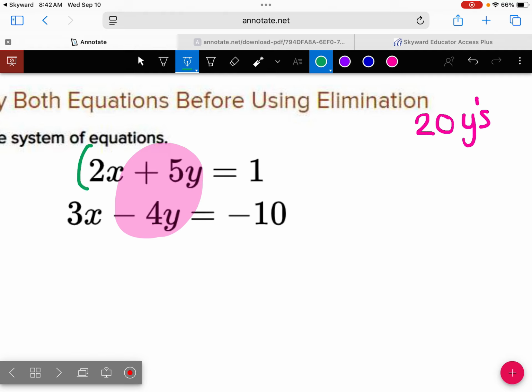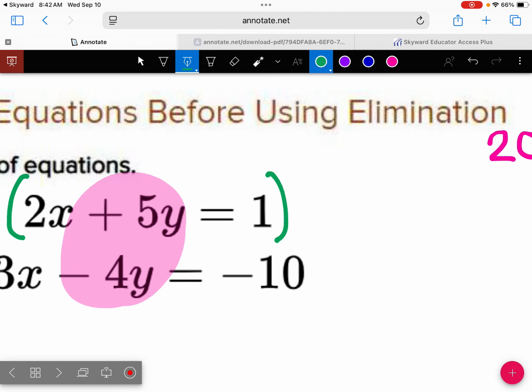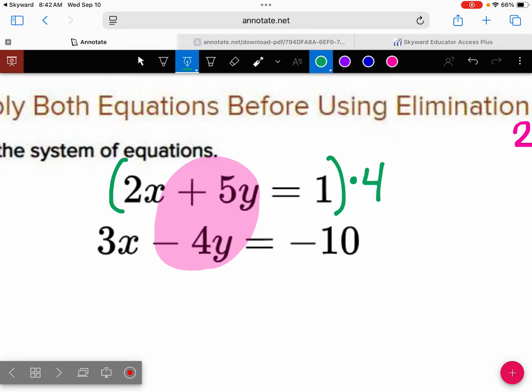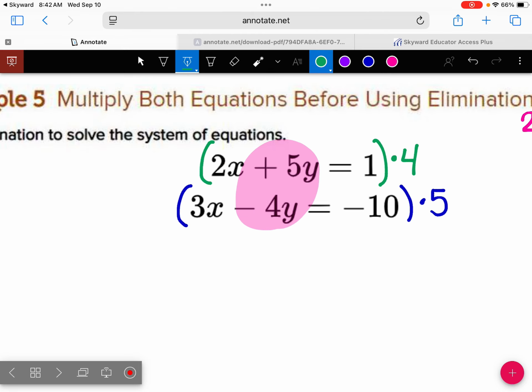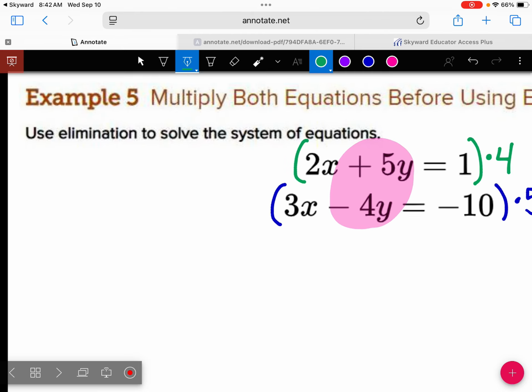What do I need to multiply this equation by to make it wind up with a 20 on my y? 5y times what is going to give me a 20? 4. On the bottom equation, our 4y times what would give me a 20? 5. So I'm going to multiply the top equation by 4 and the bottom equation by 5. So I'm going to have to multiply both on this one.